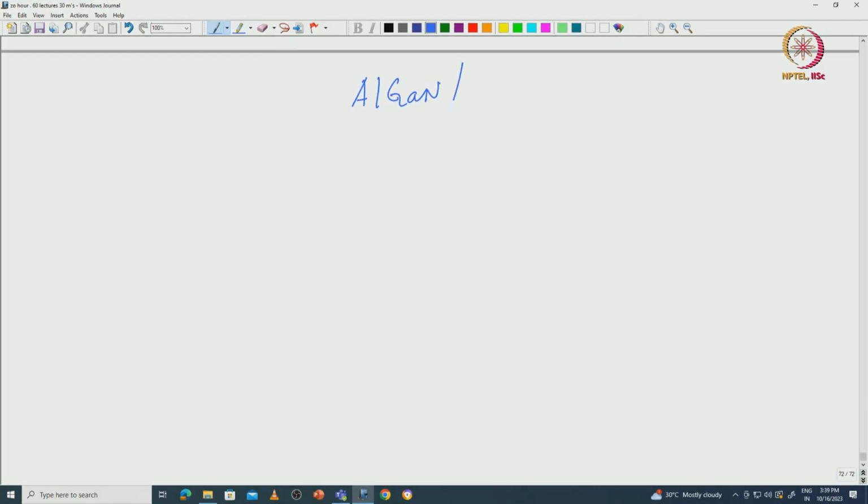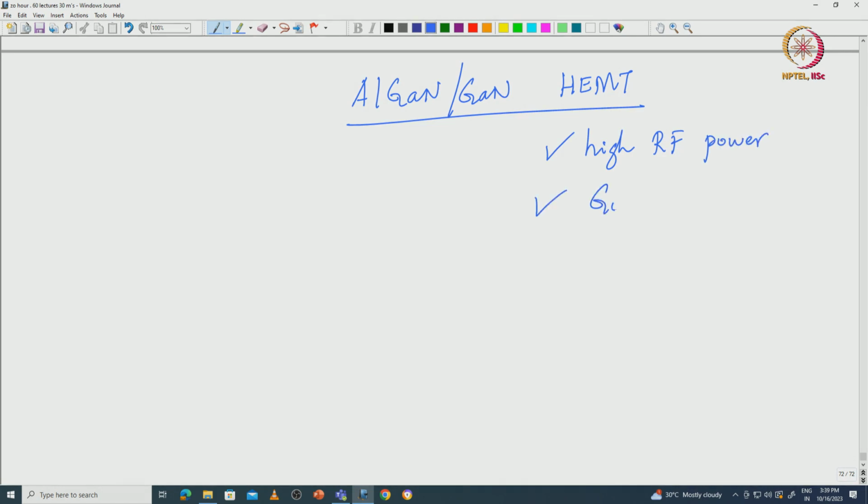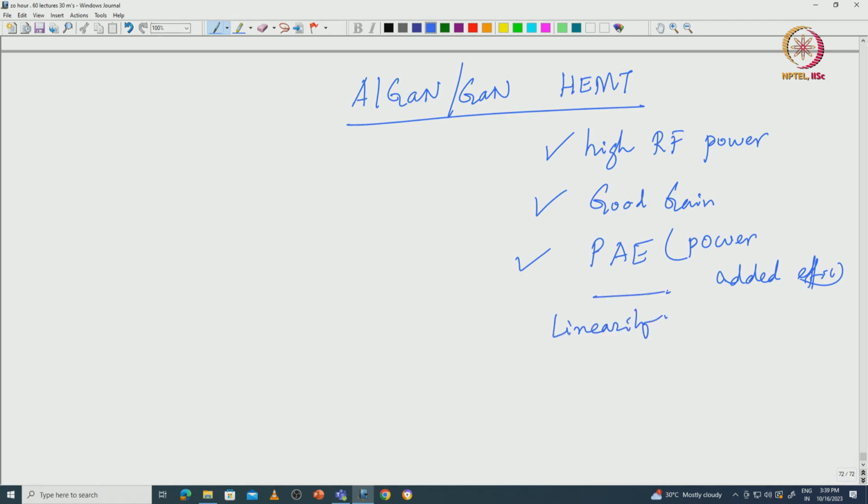AlGaN GaN HEMT, of course we had given the very basic introduction in an earlier week. This is extremely useful for high RF power, good gain, not the highest gain but very good gain, and pretty good PAE, which stands for power added efficiency. The linearity is not so good, I will come to that maybe later, but these 3 attributes are very important in a power amplifier.